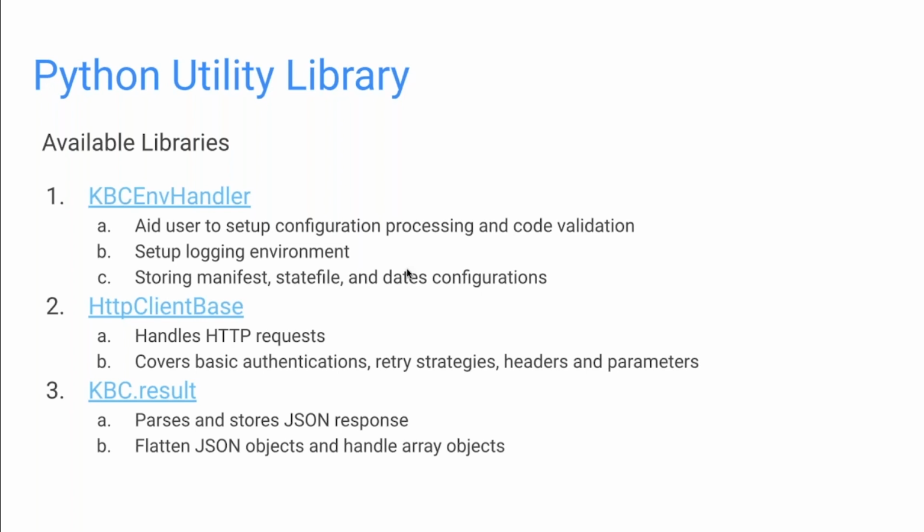The third one is kbc.results. What it does is basically help the user to parse and store the JSON response. There's also the ability to flatten the JSON objects and handle array objects as well. Details will be in the later slides.